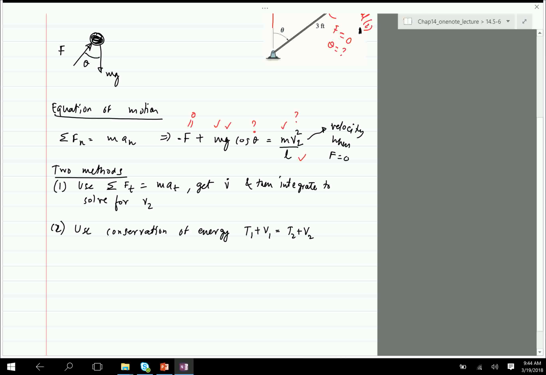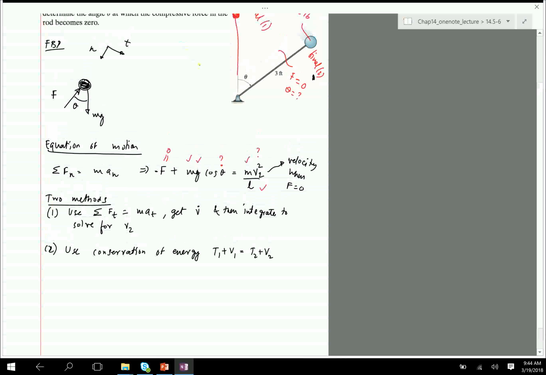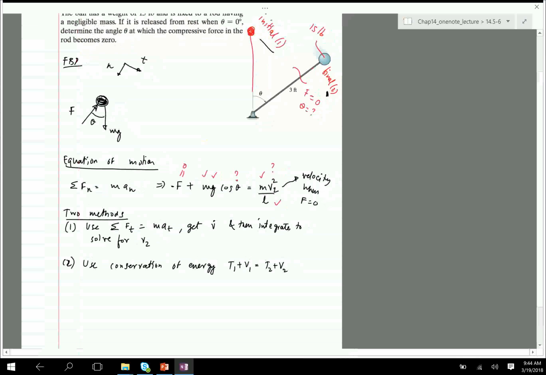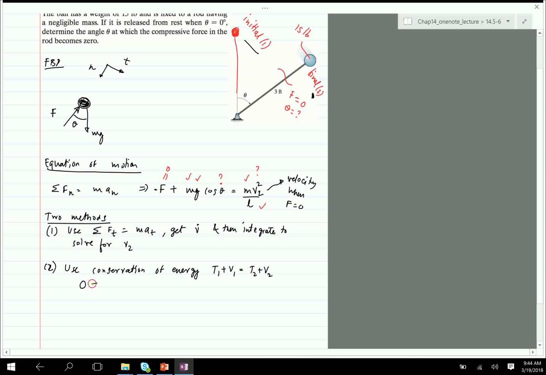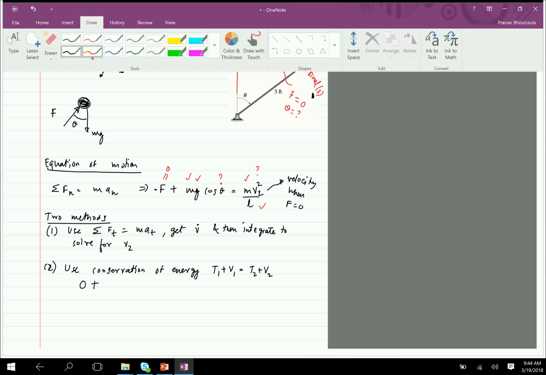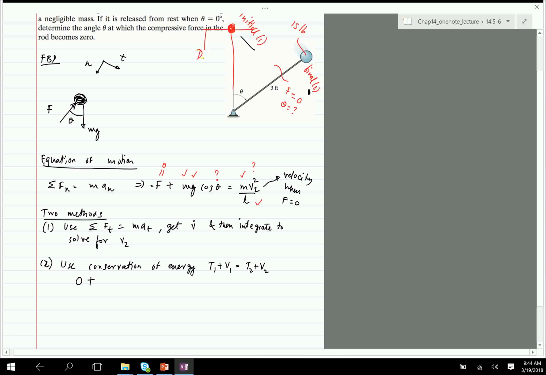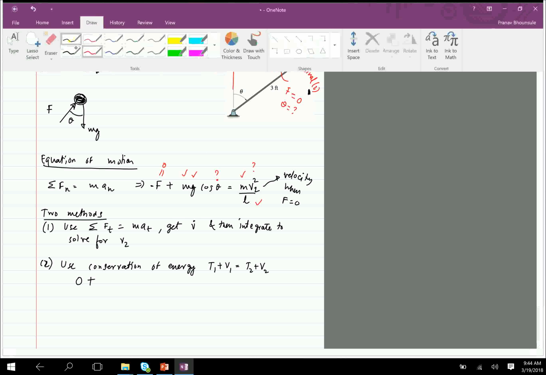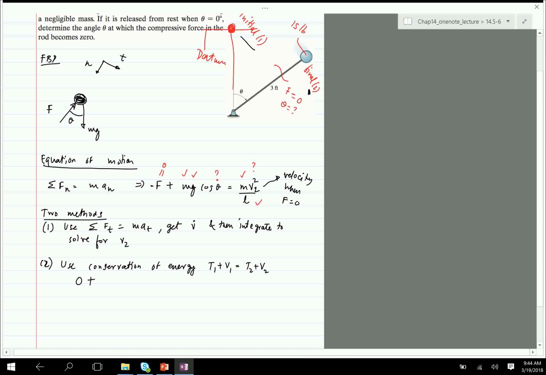Okay, the initial energy in position 1, the total energy is, so the kinetic energy is 0. For the potential energy, we need to choose a datum, right? So I'm going to choose this to be the datum. So what's the initial potential energy? It's 0, because the mass is at the datum, equals the final kinetic energy, which is half mv2 square, that's T2, plus the potential energy over here.